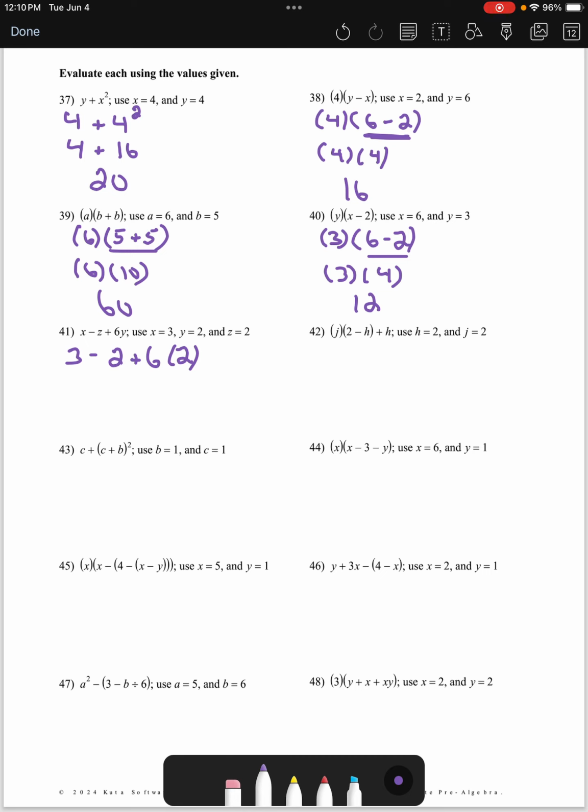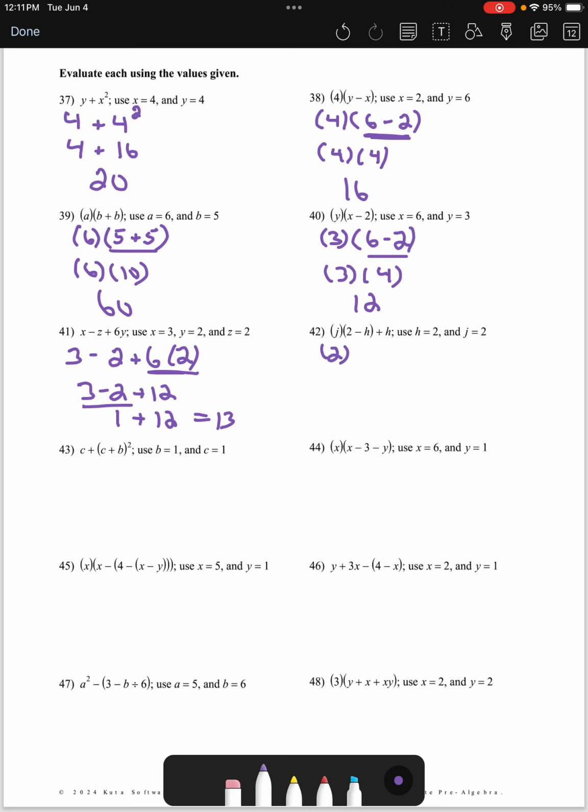But now that I'm swapping that y out for a number, I need to make certain I see it as multiplication now. There's nothing that can be invisible between two numbers. So I'm going to put that 2 in parentheses so I know it's multiplied. Order of operations says the multiplication is done first, and then we just add and subtract from left to right. So 3 minus 2 is 1. 1 plus 12 is a final value of 13.